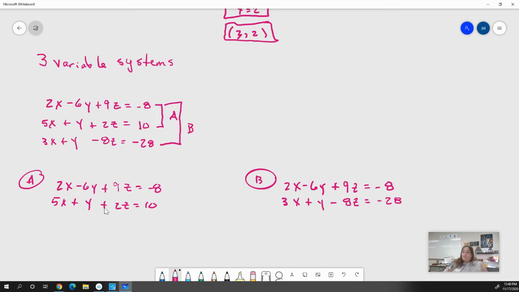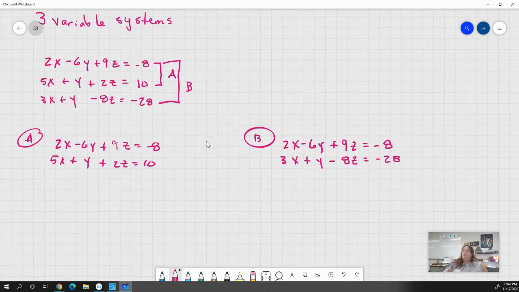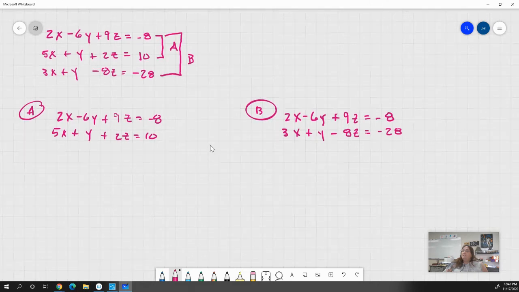I, in this sense, am going to choose y. And the reason I'm going to choose y is because it doesn't have a coefficient, right? I can't multiply 2 times anything to get 5. I can't multiply 2 times anything to get 9. But I can multiply y times 6, right, to get 6y. So I'm going to do that. I'm going to go ahead and eliminate my y variable.